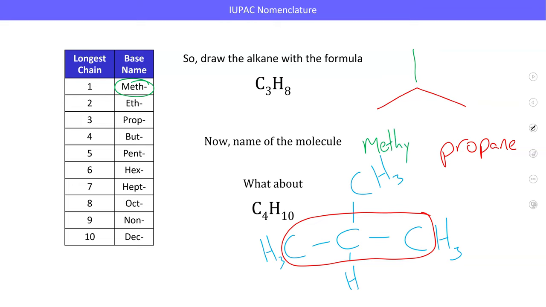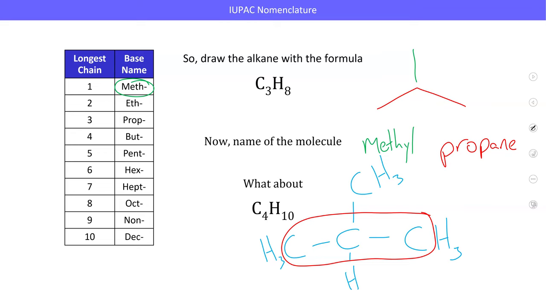And to indicate that it's a branch, not a parent molecule, we say methyl. We add -yl instead of adding -ene. So adding -yl says this one-carbon prefix is attached to this parent molecule. And with a molecule that small, you don't have to indicate the position of the methyl because it's already assumed. It can only be in one spot.